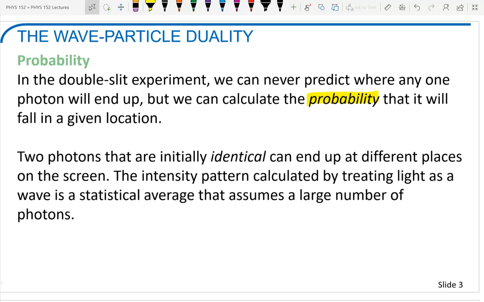Probability. Quantum mechanics, it turns out, is based on probability. And to get us to that point, we're going to talk about the double-slit experiment with light going through two slits. So I have two slits, and I have a wave that travels through those two slits. And then that wave interferes.